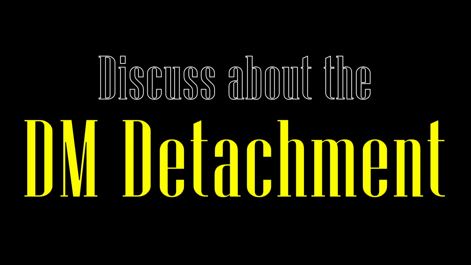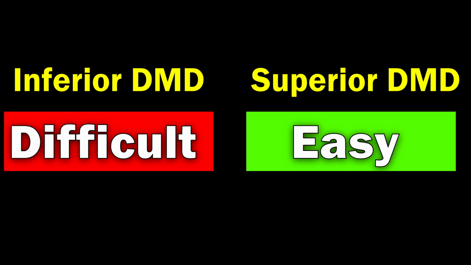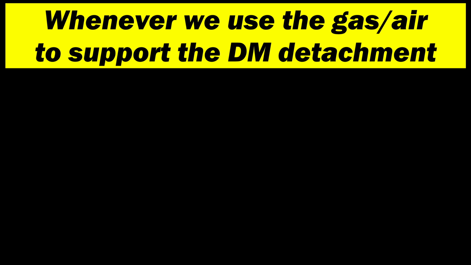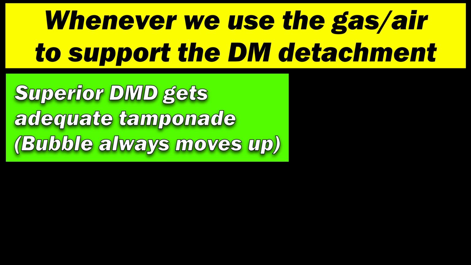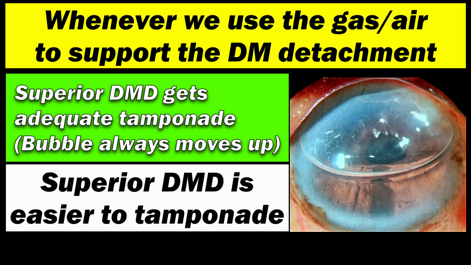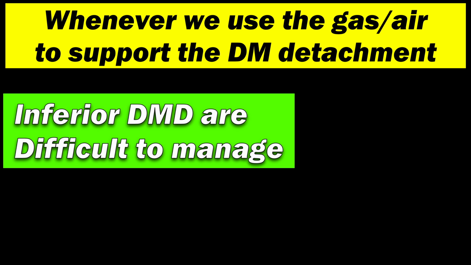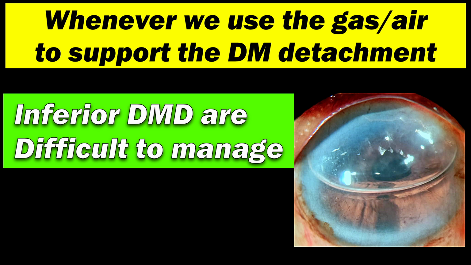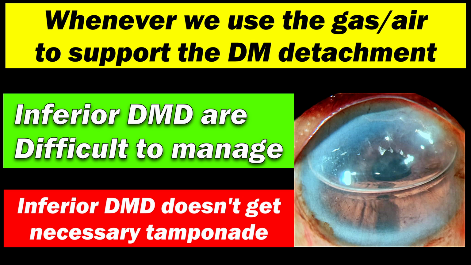Let me pause the video and spare a moment to discuss Descemet membrane detachments. Inferior Descemet membrane detachments are very difficult to treat, unlike the superior ones, because whenever we use gas or air to support the detachment, the superior ones get adequate tamponade because the bubble always moves up. However, the inferior detachments are difficult because the bubble tends to move up and the inferior part of the area doesn't get the necessary tamponade effect.